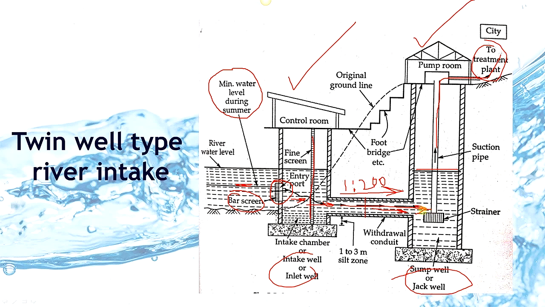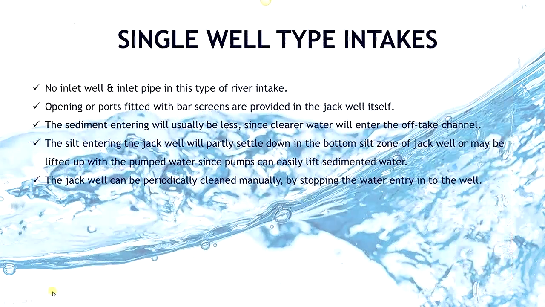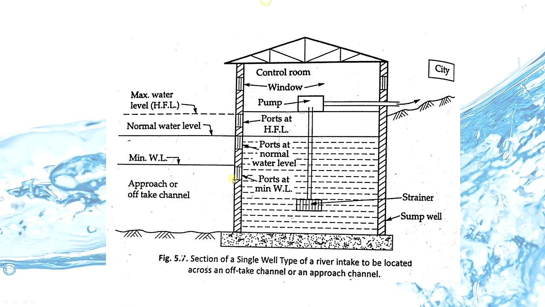Here in the single well type intake, as the name suggests, there is only one well, that is the jock well or sump well. No inlet well or intake pipe is there, only the jock well.